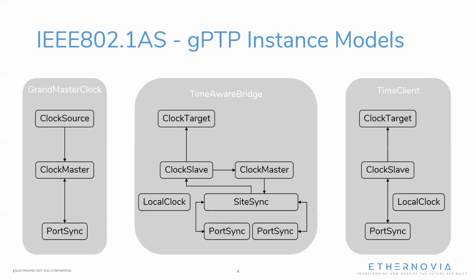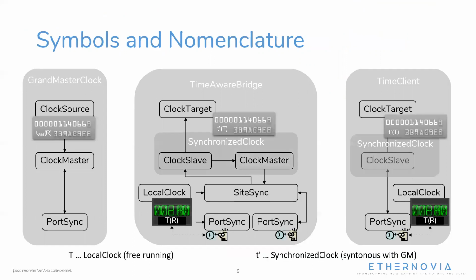Then I'm showing a time-aware bridge here, and we have to talk about that bridge in a little bit more detail. And then I've shown a time client where we see the clock slave and the actual clock target where time is used. I want to introduce you to a little bit of my symbols and nomenclature that I am using in this talk. The first most important one is the synchronized time, the time that the grandmaster propagates through the system and keeps updated and wants to synchronize with every node.